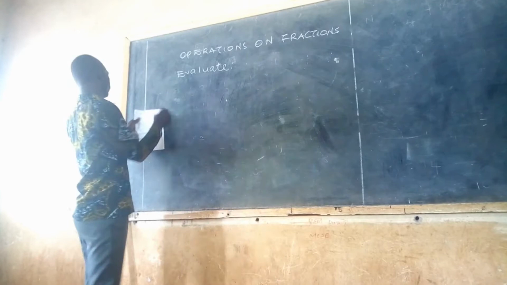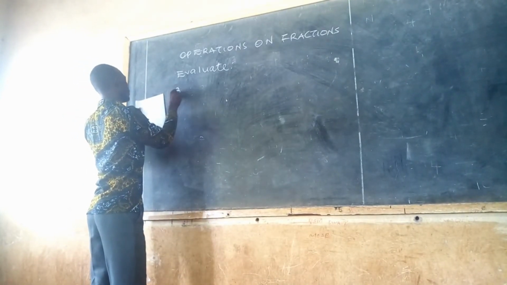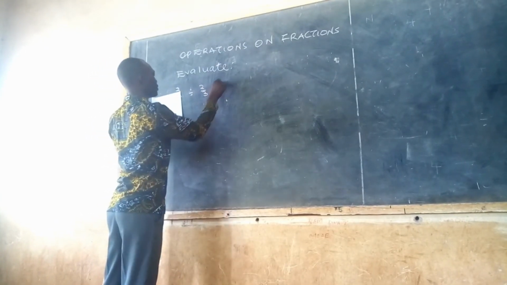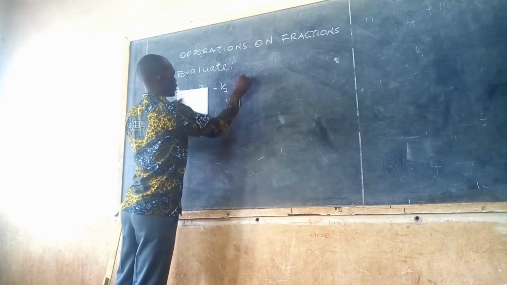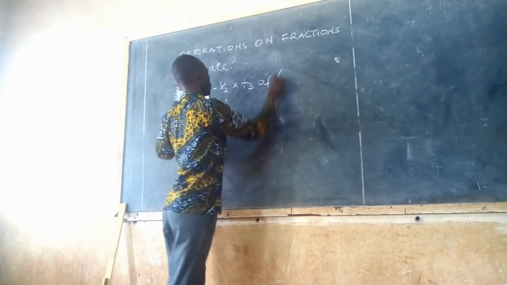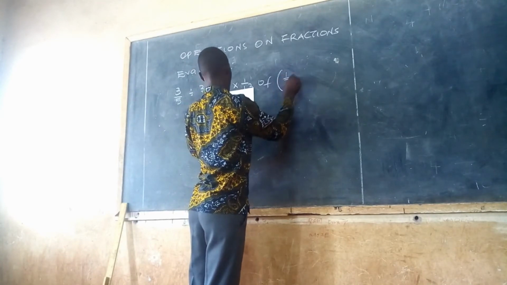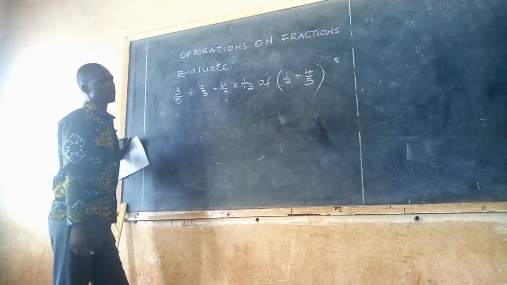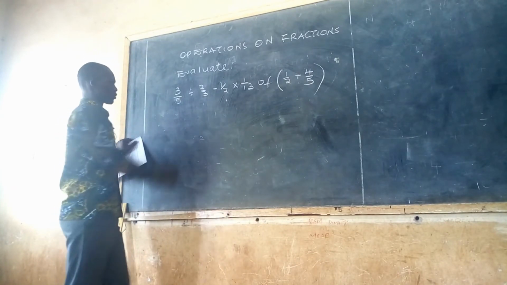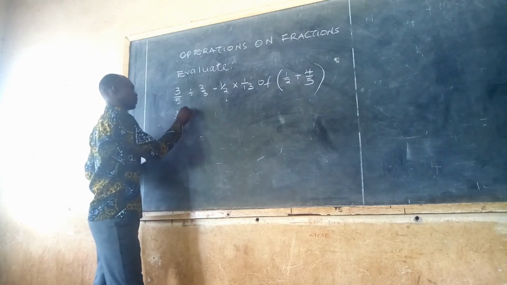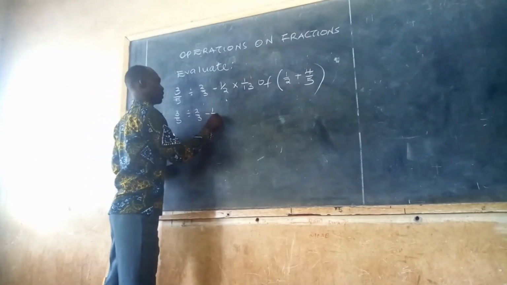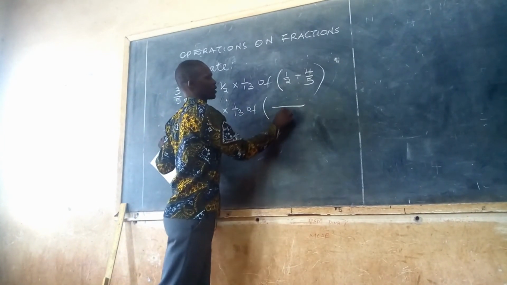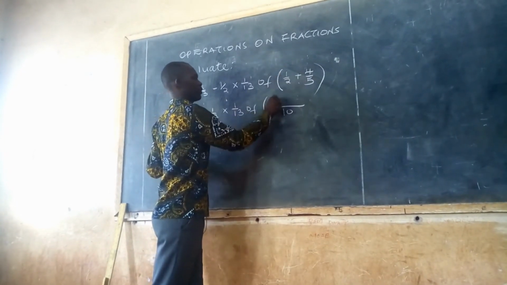Okay, example 2. Suppose you are given 3 over 5 divided by 2 over 3 minus a half times 1 over 13 of 1 over 2 plus 4 over 5. How do we go about it? We will begin with the bracket, BODMAS rules. 3 over 5 divided by 2 over 3 minus a half times 1 over 13 of 10, that will be 5 plus 8.